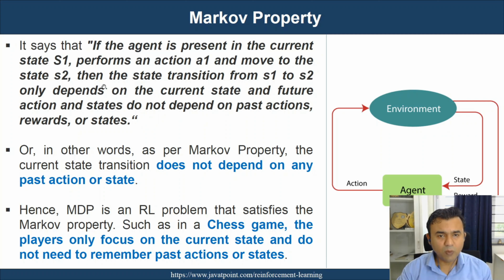So let's say if I am at S1, I take a particular action A1 and I reach S2. The transition from S1 to S2 depends only on the current state and future action. It depends only on the current state and future action. And the states do not depend on the past rewards or the states, because what it tries to say is that everything is being materialized in the current state.